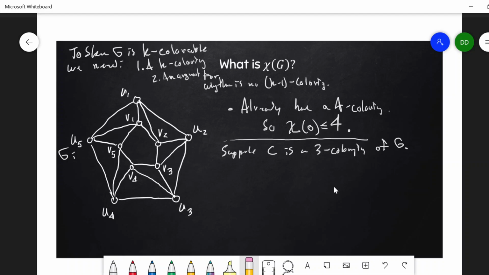Actually, I'm going to say something first before we get into this 3-coloring. Notice that V1, V2, and U1, these vertices are all adjacent to each other, right? They form a K3, or a triangle. And so what this means is that each has to be in its own independent set, its own color class. None of those three can be colored the same.